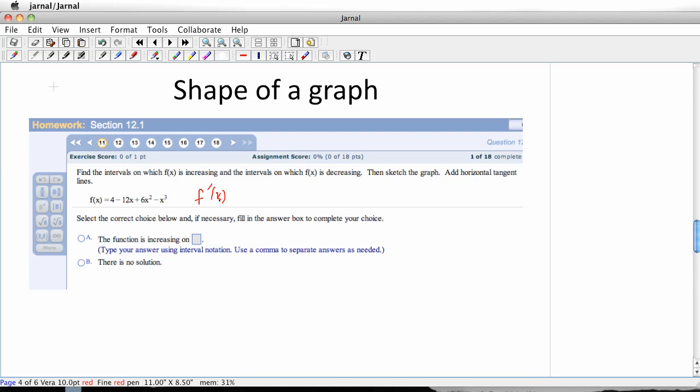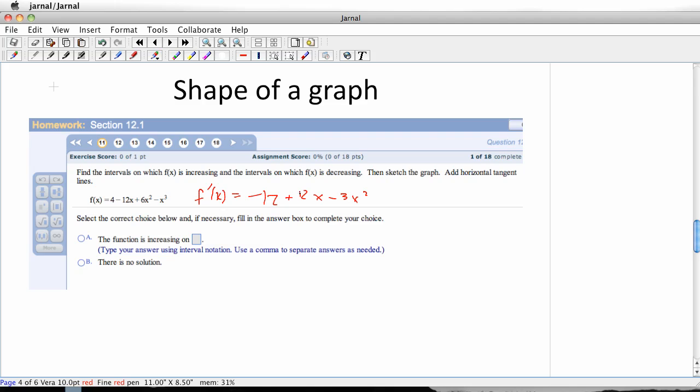So for example, once I find my derivative will use calculus. The derivative of 4 is 0, the derivative of minus 12x is minus 12. The derivative of 6x squared is 12x, and the derivative of x cubed is 3x squared.